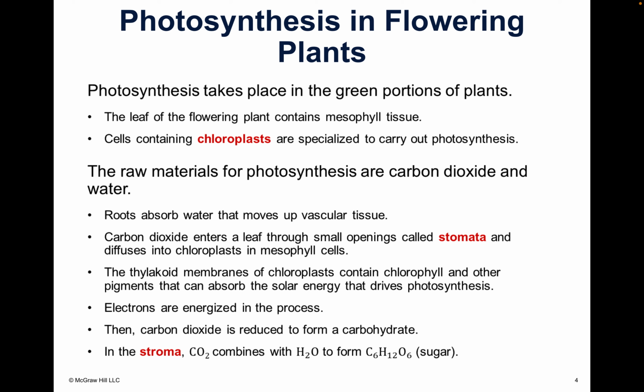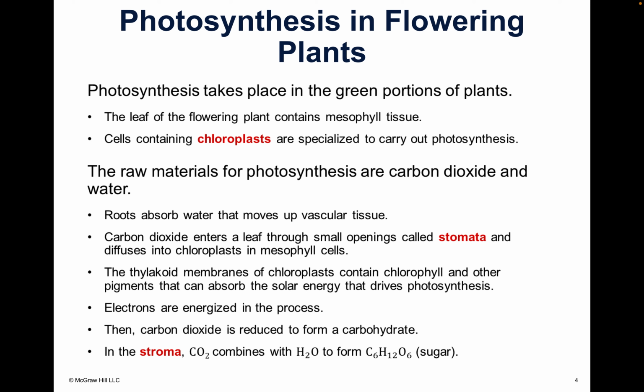So far, we've got water from the roots coming up the stem, CO2 going into the little openings called stomata. The CO2 that went into the stomata is now going into the chloroplast, and the chloroplast is located in the mesophyll. So then you've got thylakoid membranes of these chloroplasts. They contain something called chlorophyll and other pigments that can absorb the solar energy. So then electrons are energized in this process.